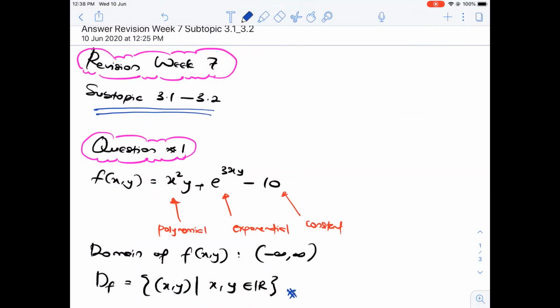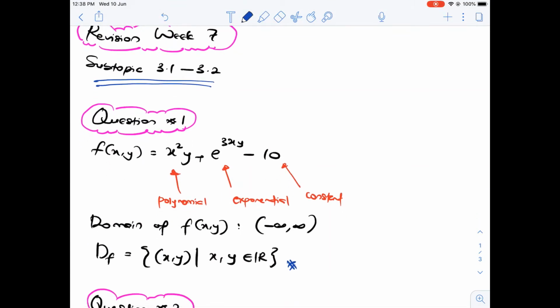Okay, so question number 1, you need to find the domain for this function. Okay, f(x,y) equals x squared y plus e to the power 3xy minus 10. First of all, we need to know what type of function we have here. For the first function, we have x squared y, alright? So this function is categorized as polynomial, and this function is categorized as exponential, and this function is constant.